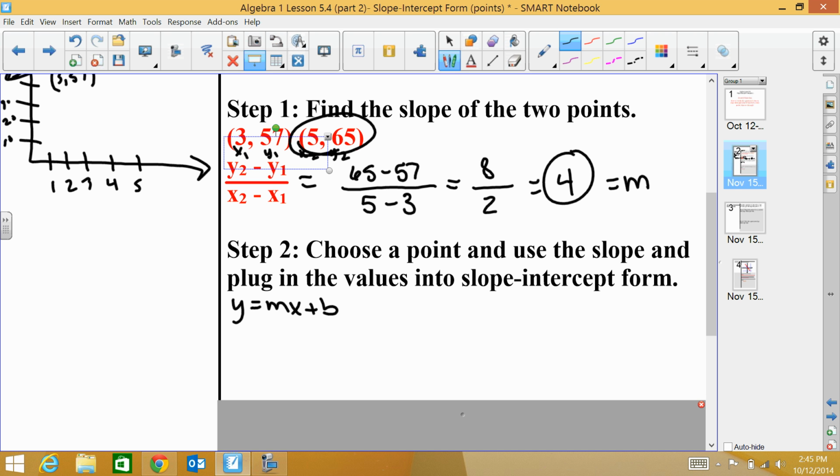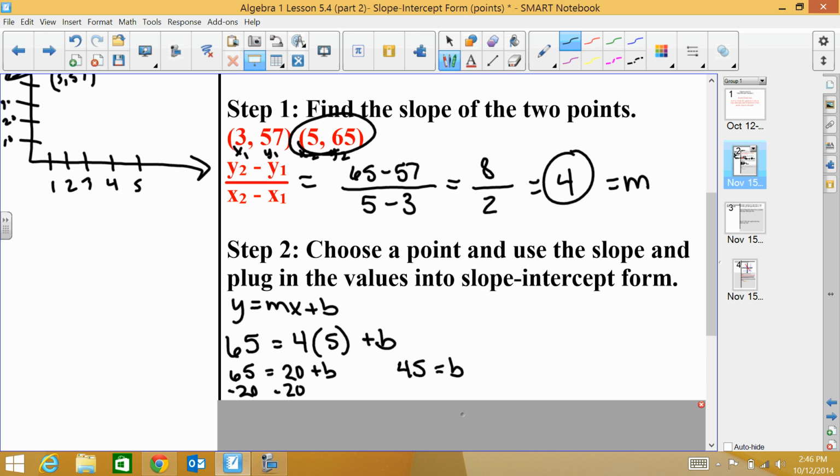So which one is the y coordinate? Well, that would be 65. So I'm going to plug in 65 equals, I know m is 4, and x would be 5. And then I don't know what b equals. That's what I'm trying to figure out. So if I work this out, I get 65 equals 20 plus b. So I would subtract 20 from both sides to solve for b. And I would get 45 equals b.